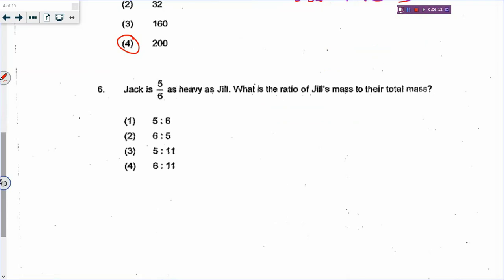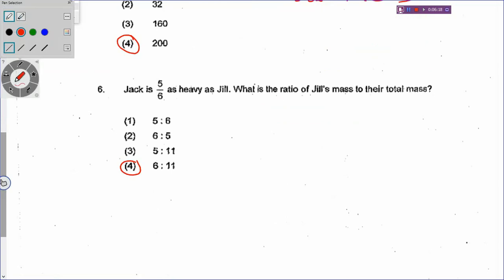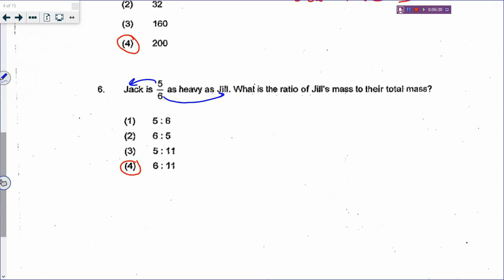Jack is 5/6 as heavy as Jill, and the answer is number 4. When you see fractions, you do arrow pointing, for 2 reasons: to draw a model, or to fill in the table, the table method where you need to fill in the boxes. So you can draw a model, or you can draw arrow pointing. Another reason is to write out the ratio. So there are 3 reasons for doing arrow pointing.